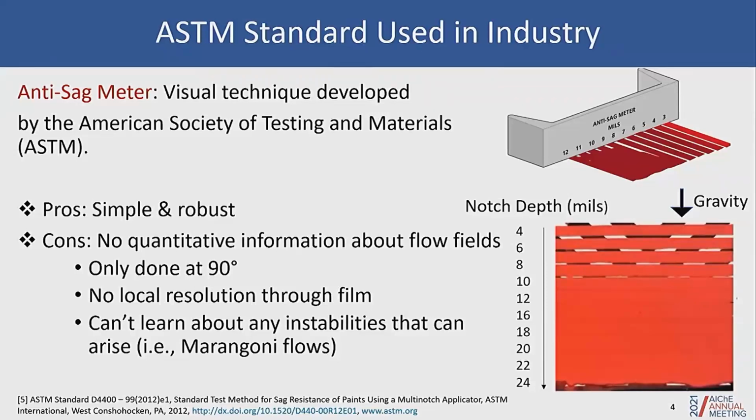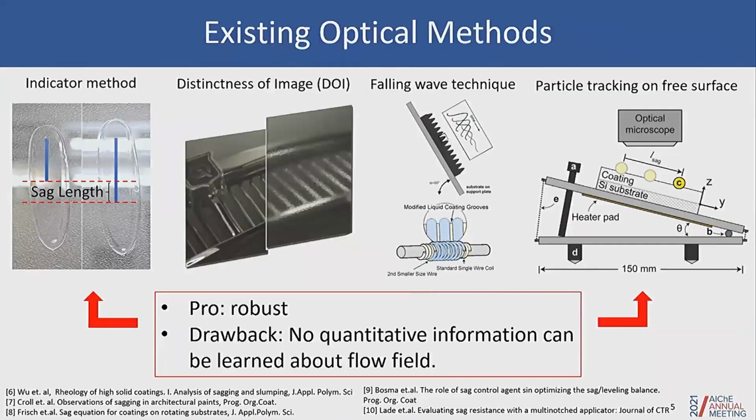This technique is very simple and robust in that it could be used for any type of paint. However, it has some drawbacks in that no quantitative information can be learned about the flow fields. And this is mainly because this standard is only done at 90-degree incline and there is no local resolution through the film. So in essence, we can't learn anything about the instabilities that can arise during this process, such as the Marangoni flows.